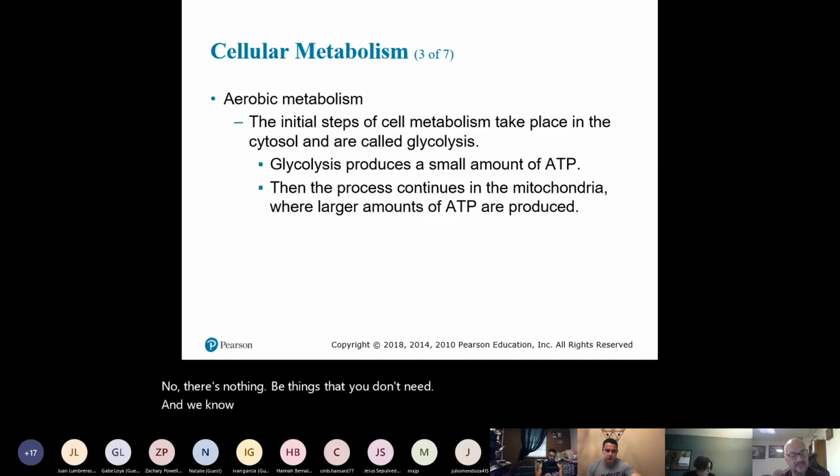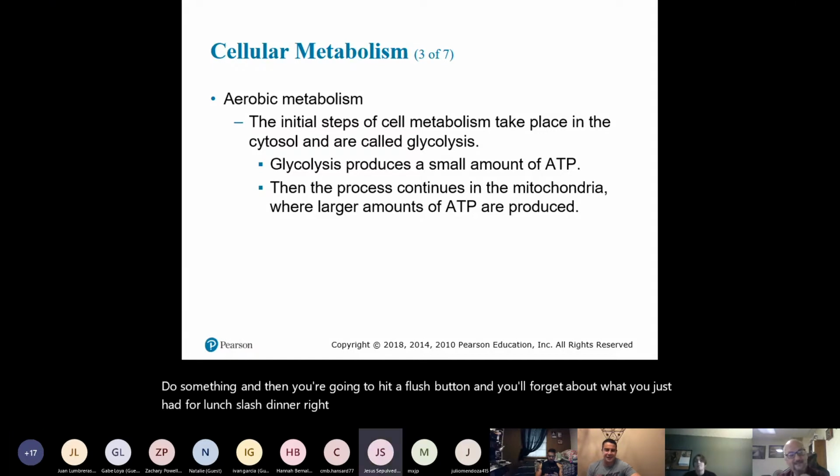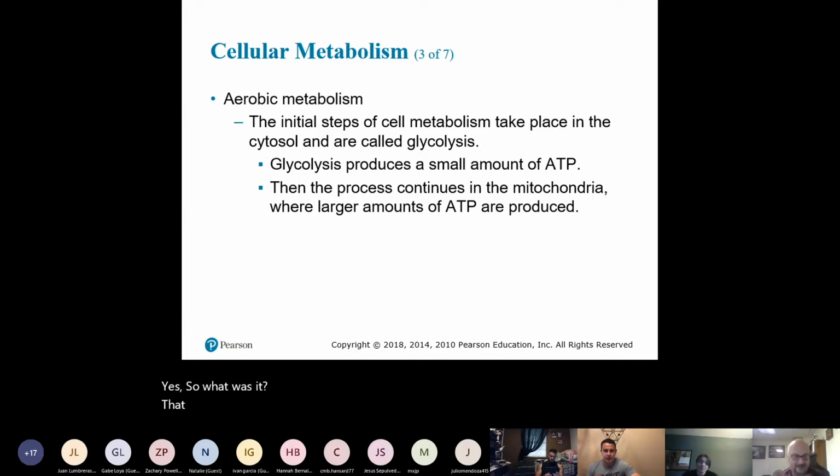And we know this because in about 16 hours, you're going to be sitting somewhere, possibly looking at Facebook, reading what's going on in the sports world. Hopefully nothing more than that. And then you're going to do something, and then you're going to hit a flush button, and you'll forget about what you just had for lunch. So what was it that you eliminated, without getting graphic, 16 hours from now? See, Paula knows. I can tell by the smile on her face. The chocolate ice cream emoji.